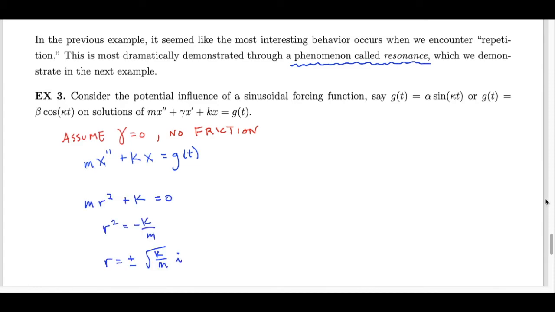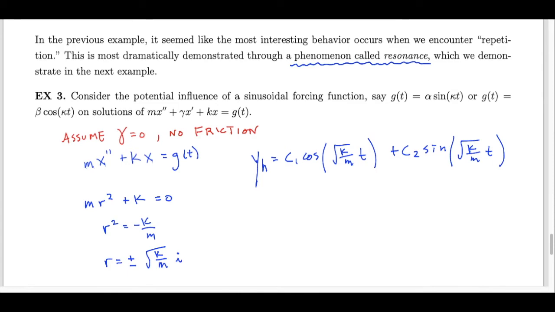Specifically, I'll get these two purely imaginary roots here. r is plus or minus the square root of k over m times i. That leads to a homogeneous solution of this form here. And this type of function is often described as steady oscillation because the exponential term that would typically be driving this oscillation towards equilibrium is absent. So in this case, we just have steady oscillation.